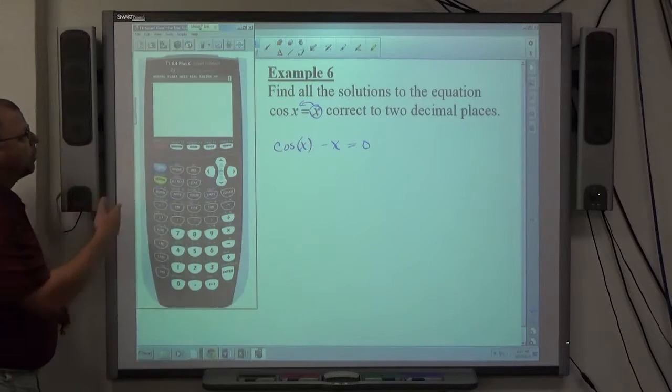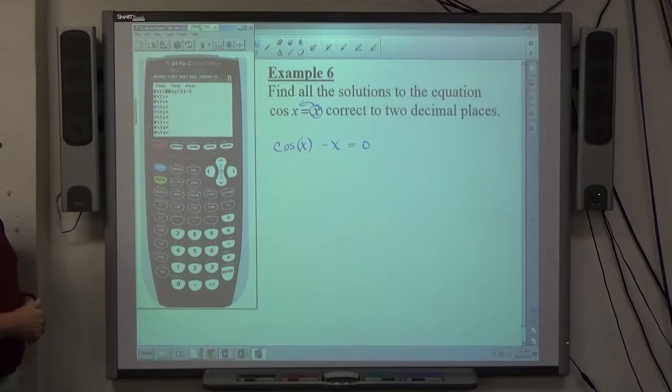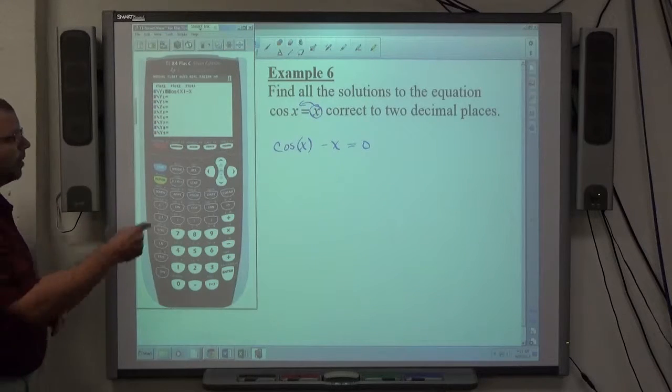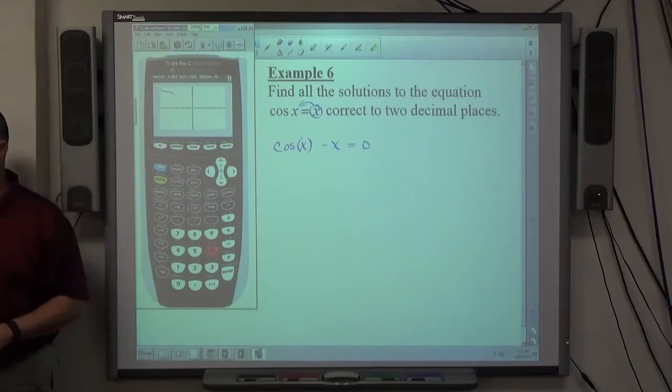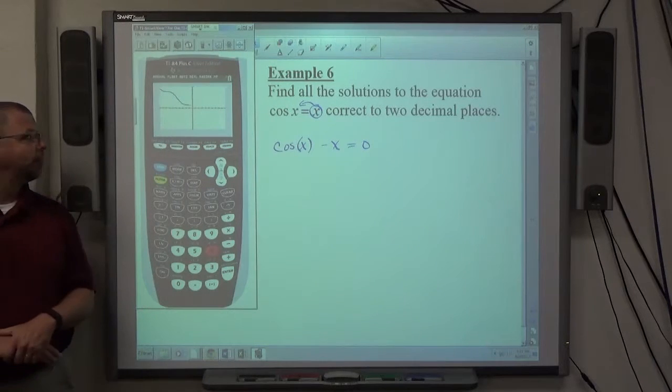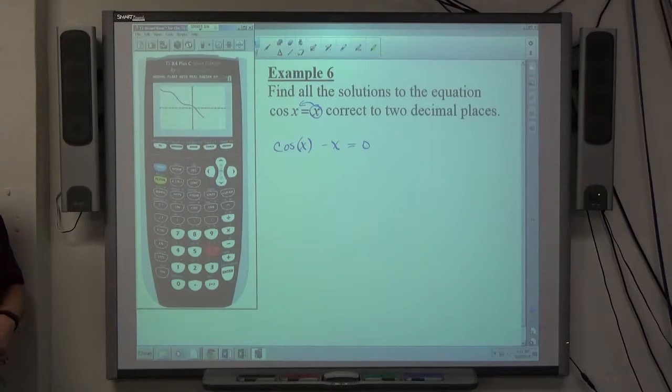And go back to y equals, my function's typed in correctly. My zoom is going to be a standard zoom again. I always start at standard zoom when I'm trying to solve equations. Most of the answers are between -10 and 10. And there's my nice little cosine of x minus x function.